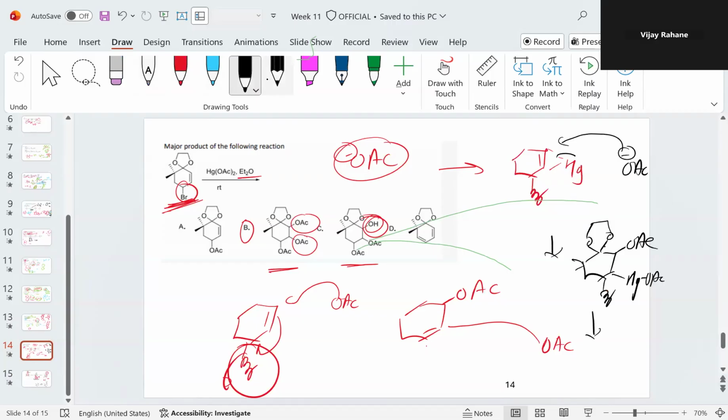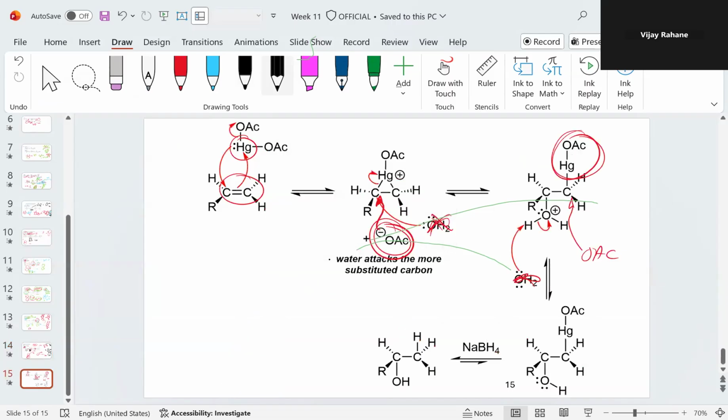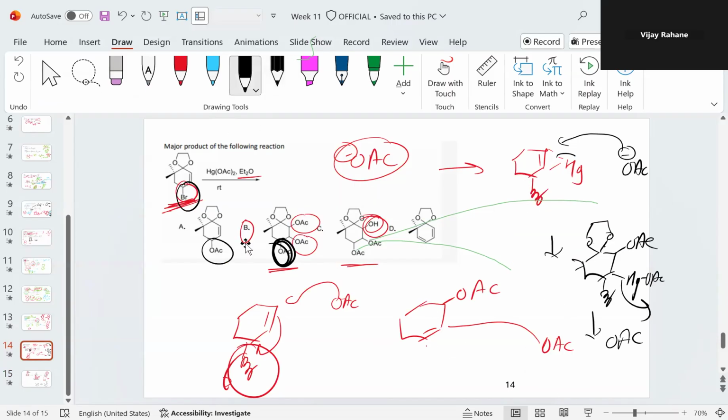this. The next one is a similar attack of the OAc because there is no source of water or other nucleophile. In a similar manner, the third OAc can also substitute this bromine. So that's the possibility, I think. Therefore, option B is more relevant to me.